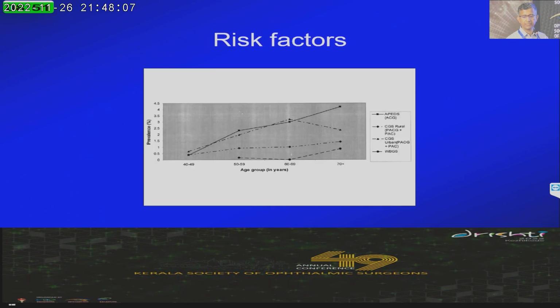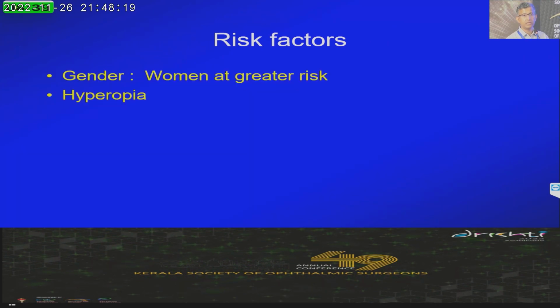The risk factors in general, what is common to all studies is that with increasing age, the risk of angle closure glaucoma goes up. So in the 70 plus patients, your prevalence is actually as high as 4%. Generally, women were at higher risk because they have slightly smaller axial lengths and hyperopia.